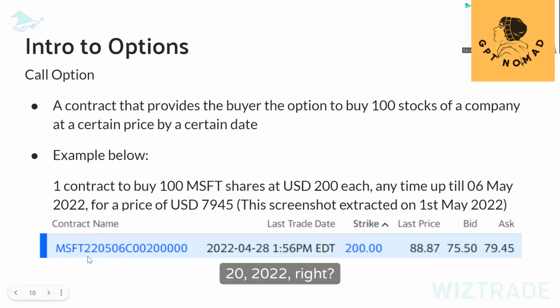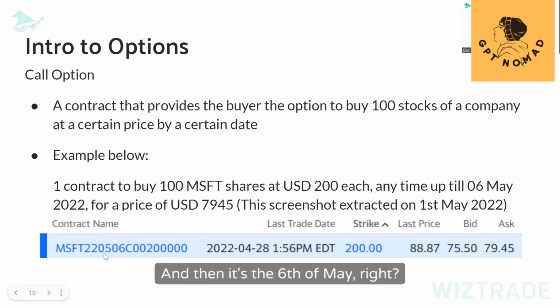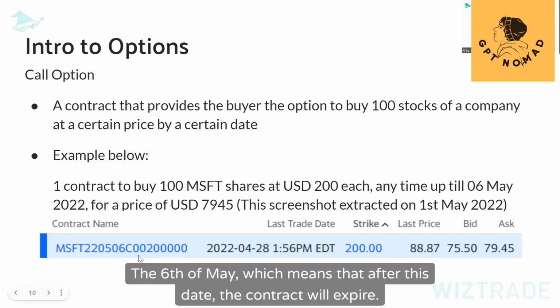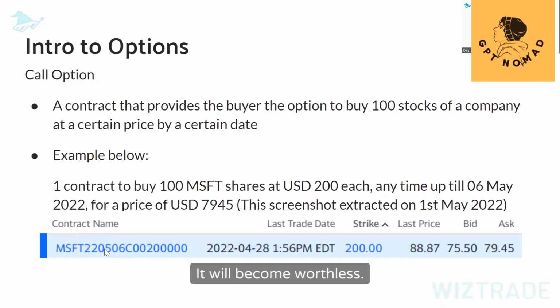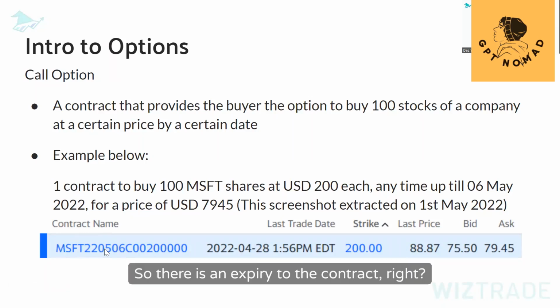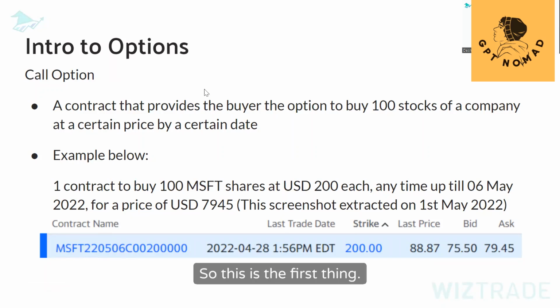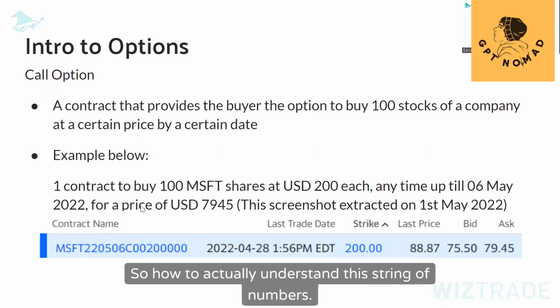We have an expiry, which is the 6th of May. The 6th of May means that after this week the contract will expire and become worthless. So this is the first day of payoff for your call option. How can we understand how this works?